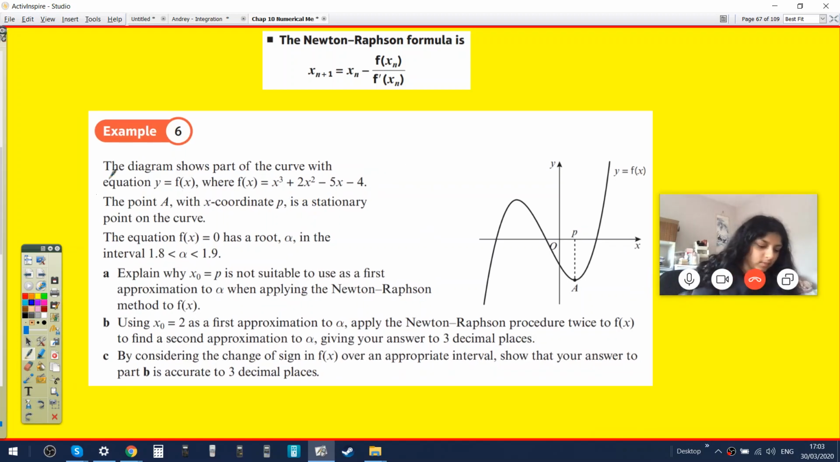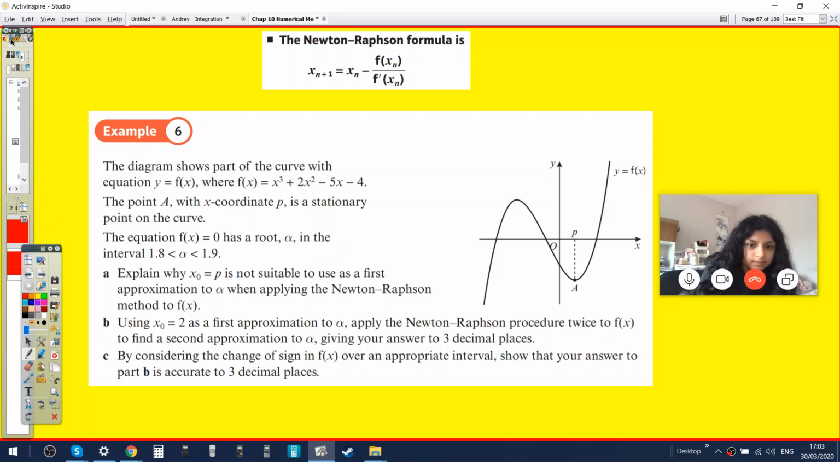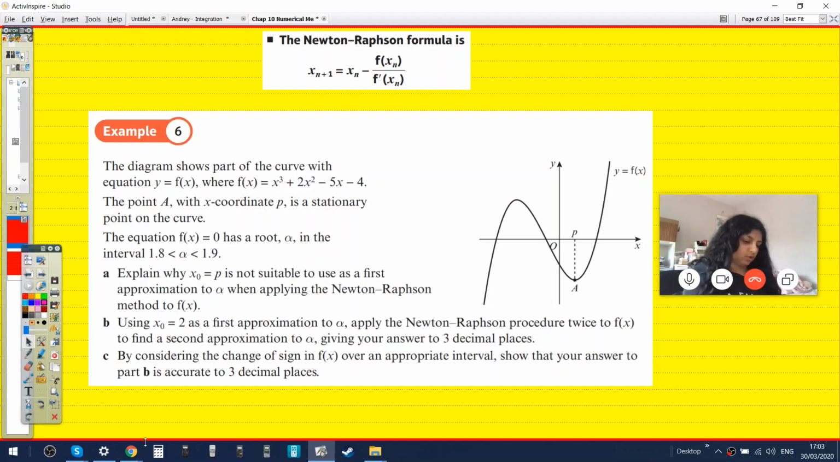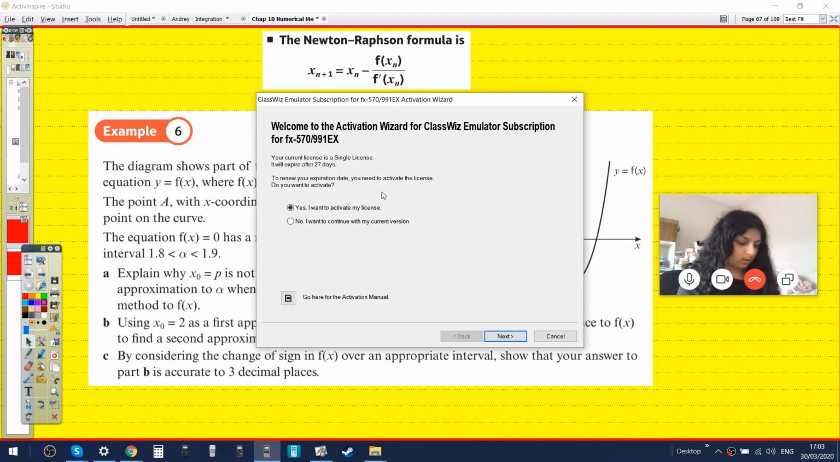So would you just do 2 minus, wait, what's the first thing to differentiate? So yeah, differentiate it. So it would just be 2 minus 8.